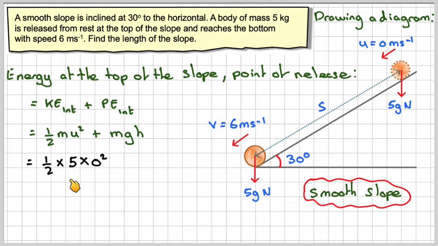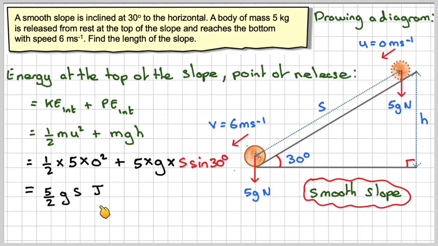So that's going to be half times 5 times 0, so that's going to be nothing, plus 5 times g times the height here. Now the height here is given by s sine 30, which is good because that's what we want to find. We want to find this length here, s. So it's going to be s sine 30 for basic trigonometry. Now the sine of 30 is a half, so that will just give me 5 over 2 g s joules. Now we should just leave it as that. We shouldn't worry about the g. We'll deal with that at the end.